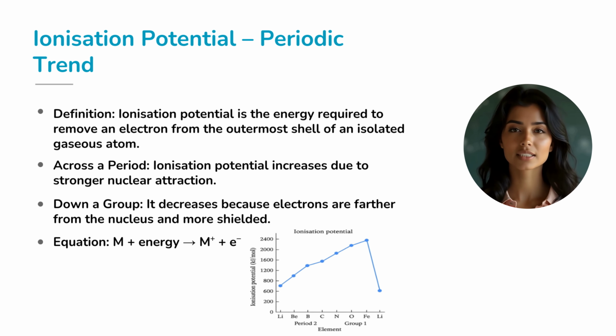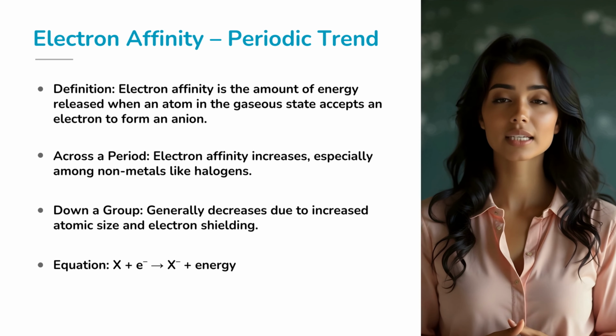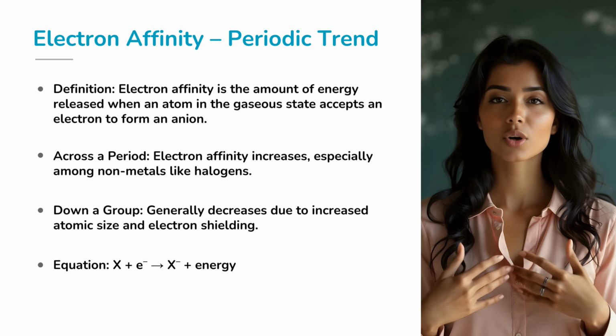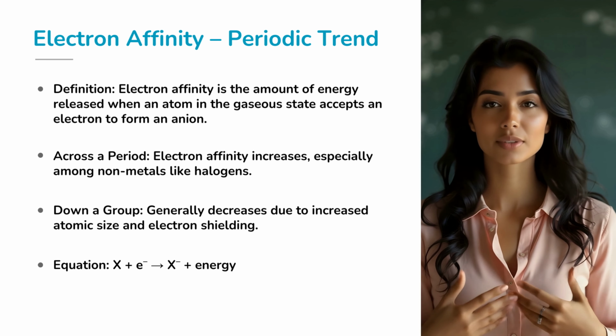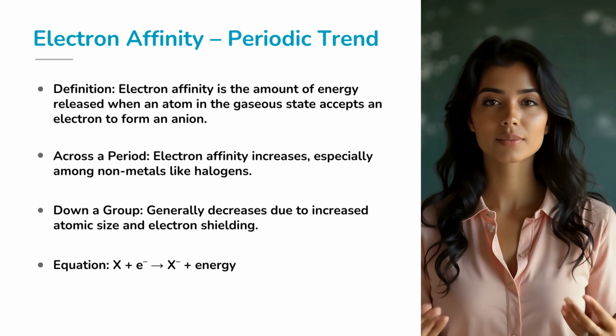Equation: M plus energy gives M+ plus e-. This property helps explain why metals like sodium lose electrons easily, while nonmetals like nitrogen hold onto them tightly. Moving on to electron affinity, or EA. Definition: electron affinity is the energy released when a neutral gaseous atom accepts an electron to form an anion.